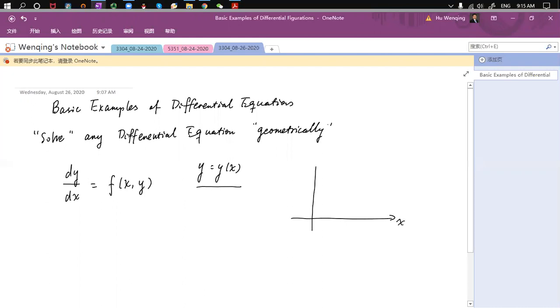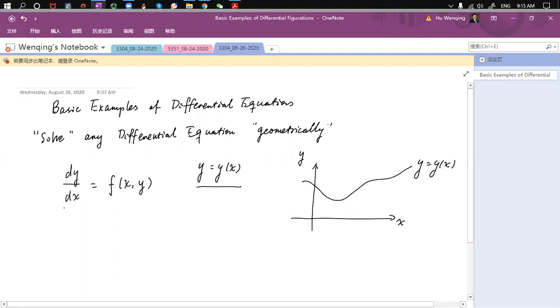You have x here, you have y here, so you can describe the solution as a function y equals y of x. That means this is a function which looks like this, and you're going to have the graph of this function. Geometrically, the graph of this function must be some kind of a curve in the xy plane. Now, what does the equation tell you geometrically from this graph?